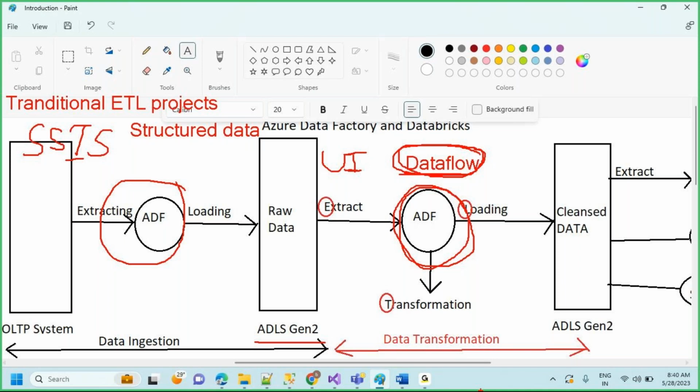They have only structured data, 100%. Now, if they wanted to process this structured data by using this data flow, they have to pay more license cost because they need to have a cluster.